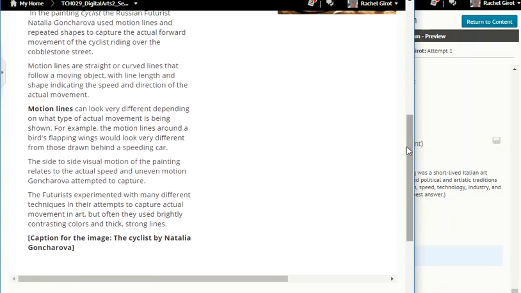All right, motion lines can look very different depending on what type of actual motion is being shown. For example, the motion lines around a bird's flapping wings would look very different from those drawn behind a speeding car. The side-to-side visual motion of the painting relates to the actual speed and uneven motion Goncharova attempted to capture. The futurists experimented with many different techniques in their attempts to capture actual movement in art, but often they used brightly contrasting colors and thick, strong lines.